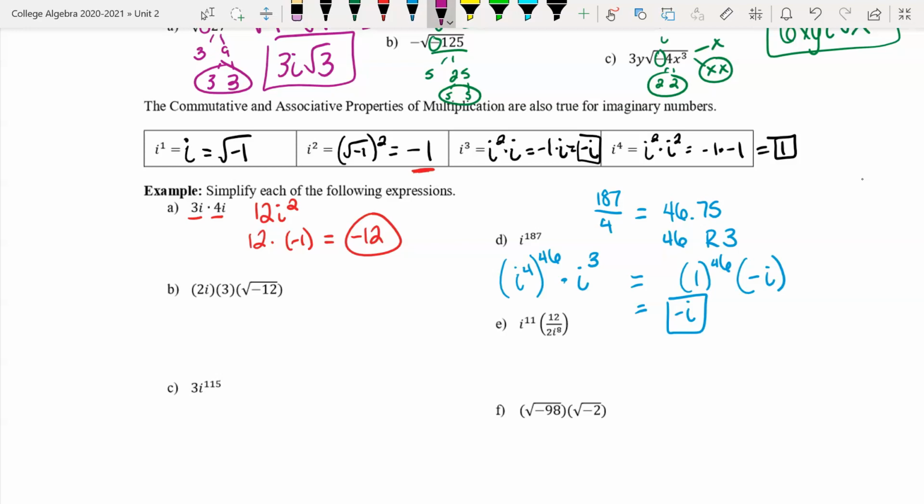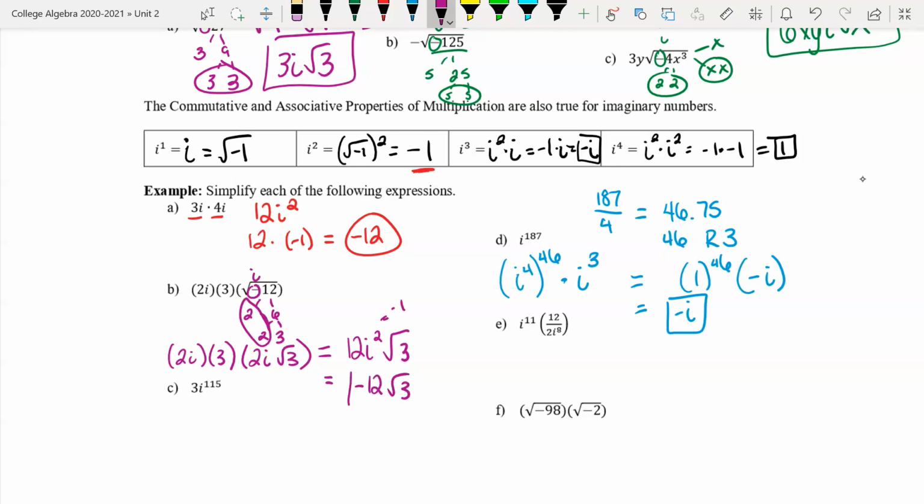Next one, what I would do is simplify your square root first before I multiply. Right, so the negative is going to be an i. That's 2 and 6, 2 and 3, so that's a pair of 2's. So I have 2i times 3 times 2i square root of 3. When you do this, I multiply 2i times 3 would give me 6i. 6i times 2i would give me 12i squared, square root of 3. We know that i squared is equal to negative 1, so this becomes negative 12 square root of 3.